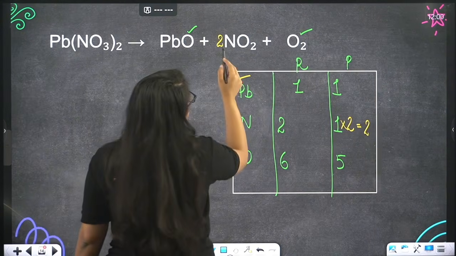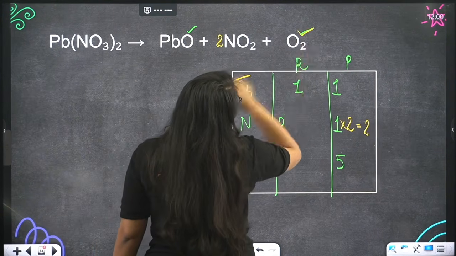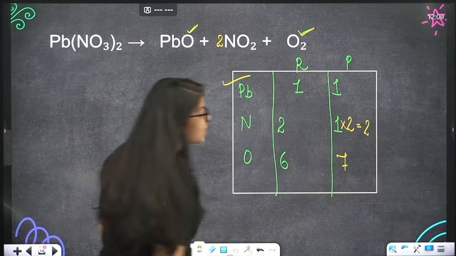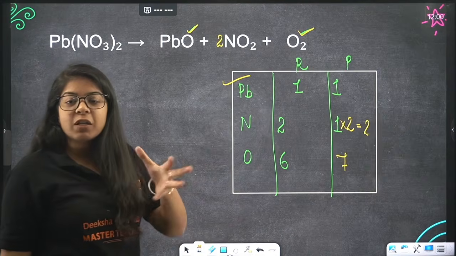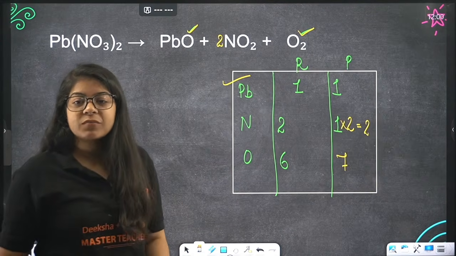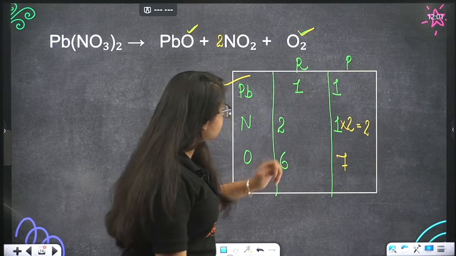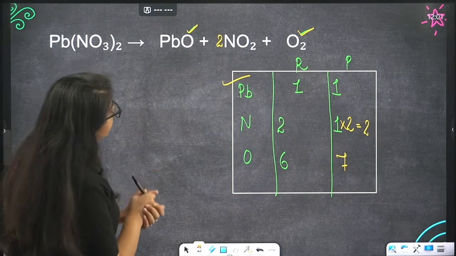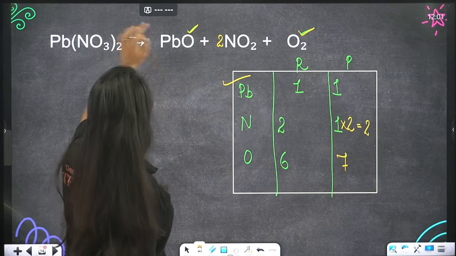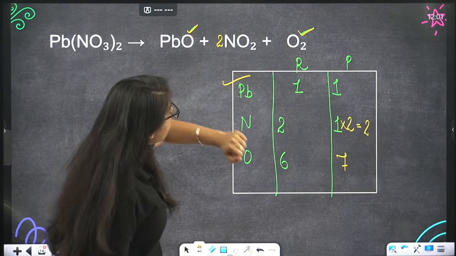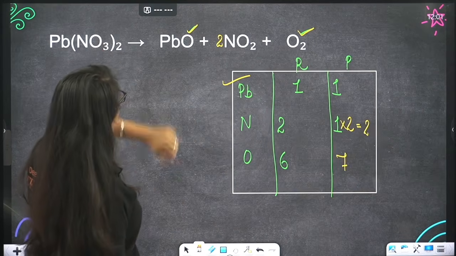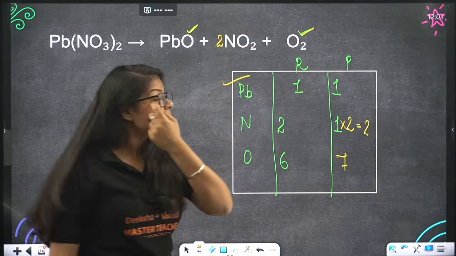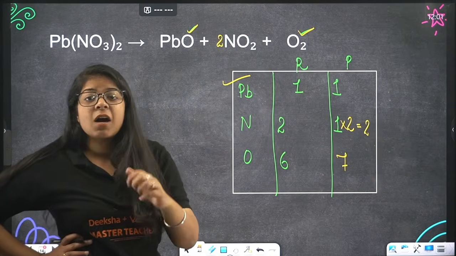Now how many oxygens are there? 2 into 2, 4, plus 2, 6, plus 1, 7 oxygens. There are 7 oxygens now in this particular equation. Now what will we do? There are 7 oxygens, there are 6 oxygens. Ma'am, Pb is balanced, nitrogen is also balanced. 2 nitrogen is here, 2 nitrogen is here, and oxygen we have 3 into 2, 6 oxygens here, and here ma'am 4 oxygen, and 4 plus 2, 6, 7 oxygen. How will we balance this?